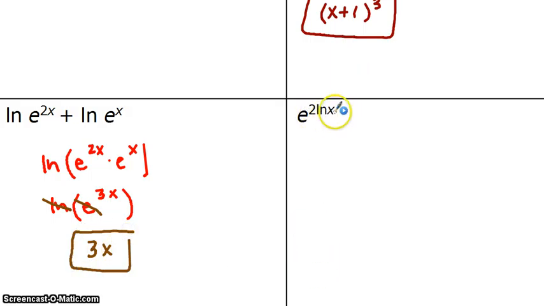All right, and then this one kind of works the same way as the one above it. We want to cancel out the e and the ln, but the 2's in the way, so I move the 2 up as an exponent. e to the ln of x squared. The e and the ln cancel, leaving me with x squared.